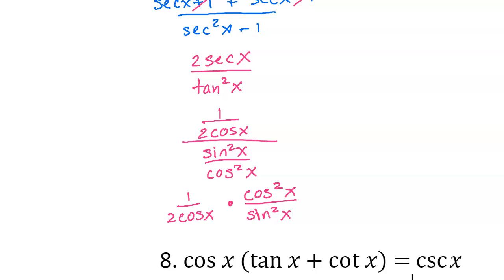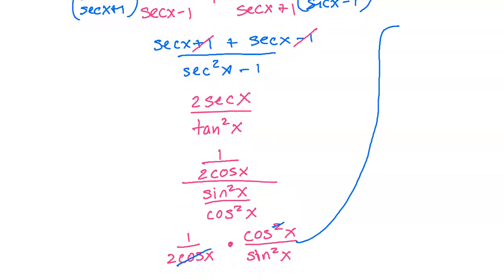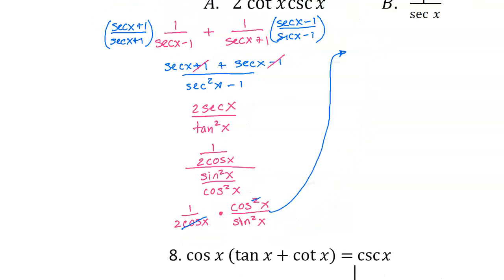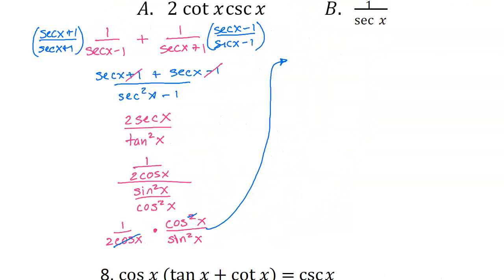What do you see? What do you notice? I have a cosine in the numerator and a cosine in the denominator, meaning I can cancel a cosine. So this becomes cosine of x over 2, that 2 still there, 2 times sine squared of x.